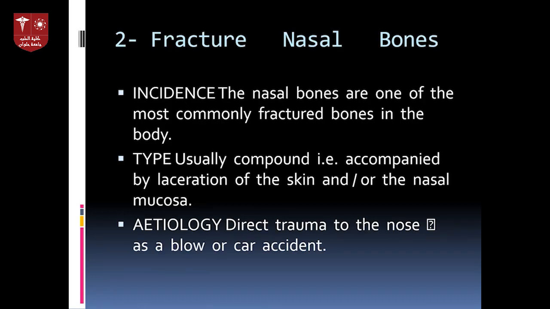The next traumatic condition is fracture of the nasal bone. The nasal bones are among the most commonly fractured bones in the body. It's usually compound, accompanied by laceration of the skin and the nasal mucosa, and it's usually caused by direct trauma to the nose, such as a blow or a car accident.